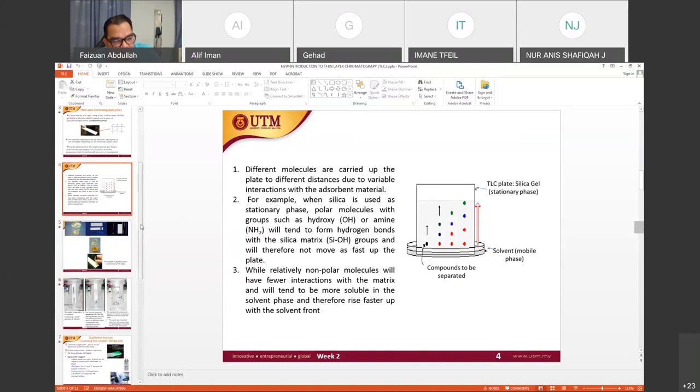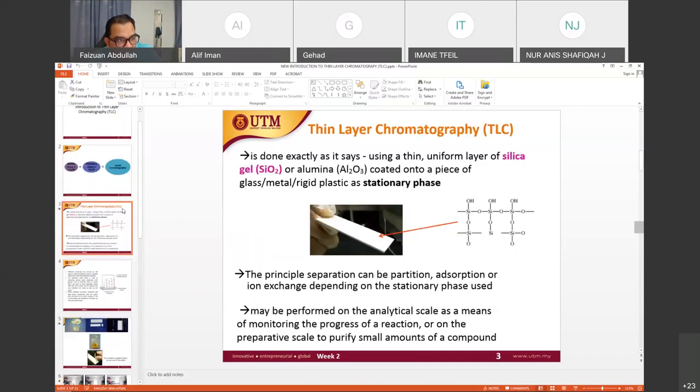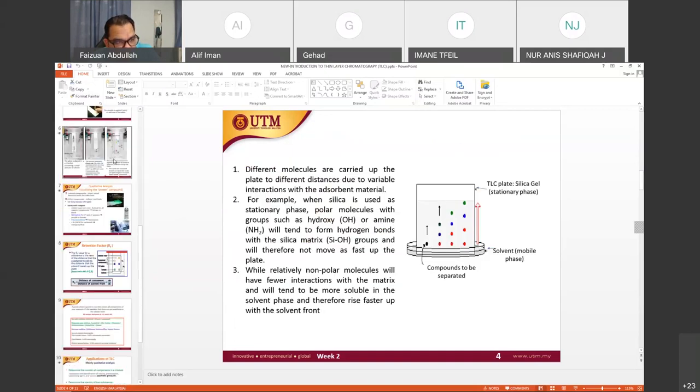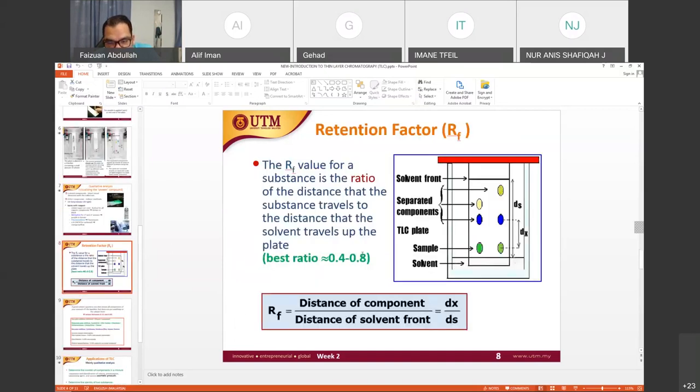It is considered a qualitative method, right? Do you have any questions about this TLC method? The most important thing that you need to know is the calculation. Normally, the question will be asked on the calculation in the TLC experiment. So the solvent front is the end, at the end of the thin film experiment.